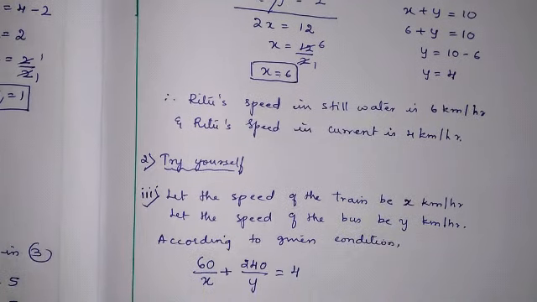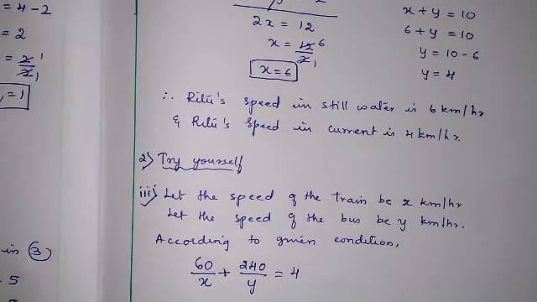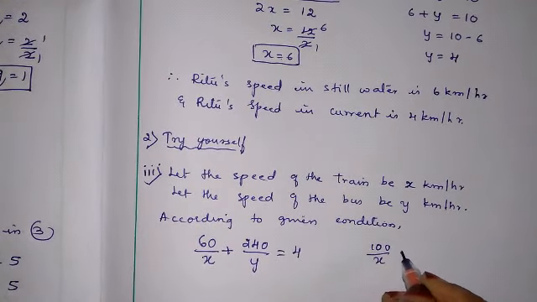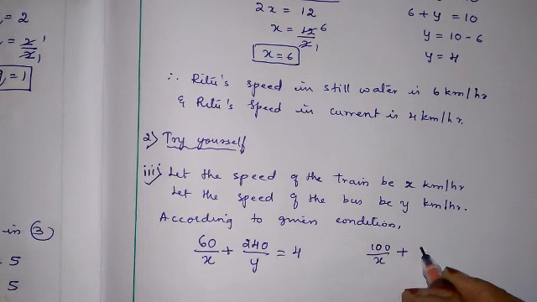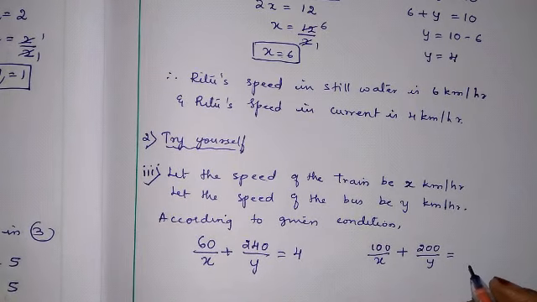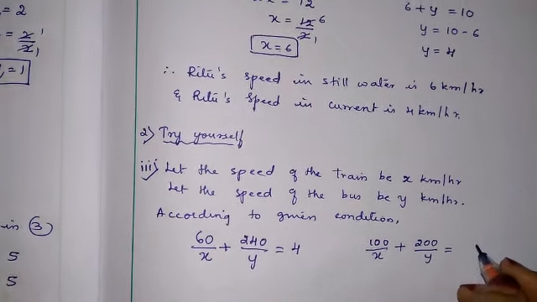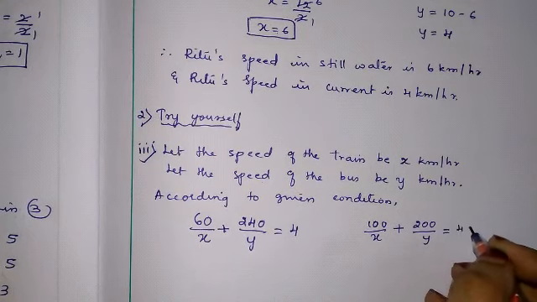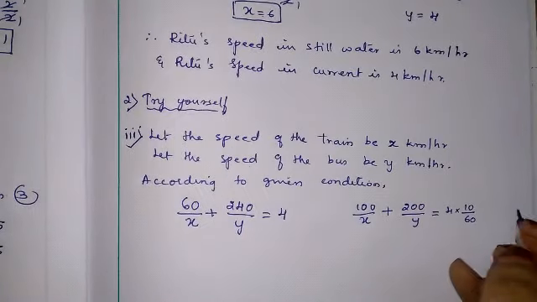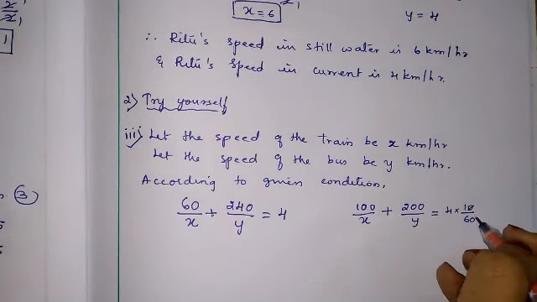Second condition, if she travels 100 km by train, the remaining by bus. The remaining will be 200 out of 300 kilometers, 200 by y. She will take 4 hours 10 minutes longer. So 4 and 10 minutes is nothing but 10 by 60. We have to convert into hours, right? The zeros get cancelled.